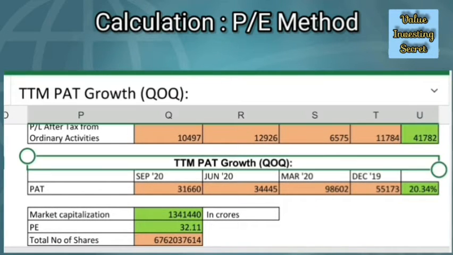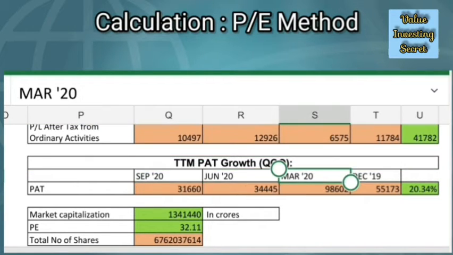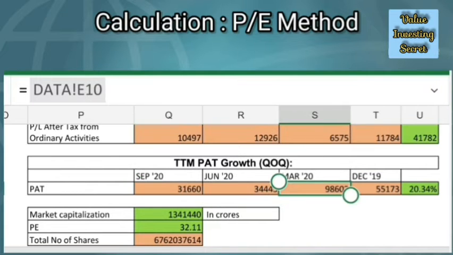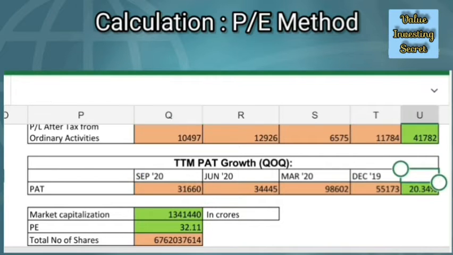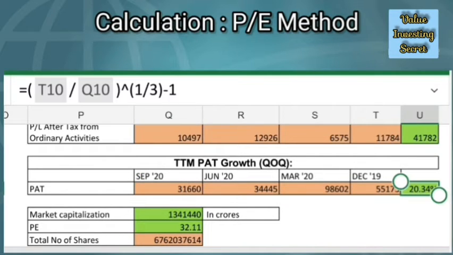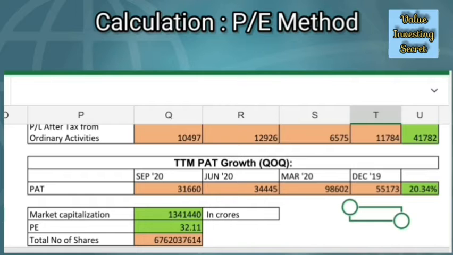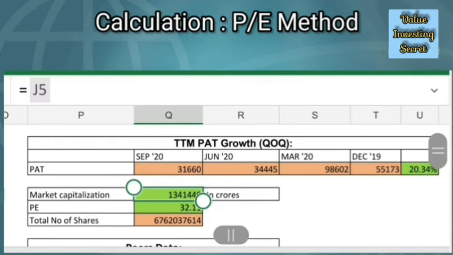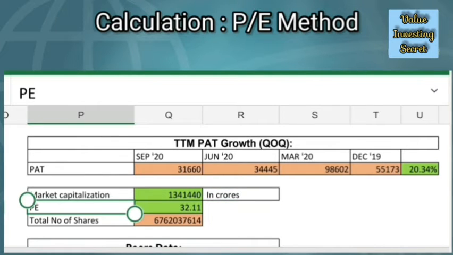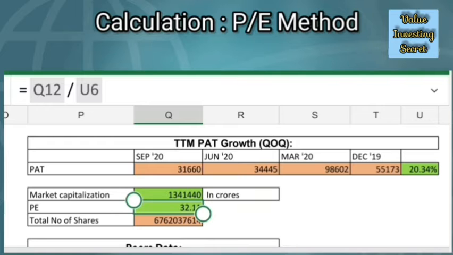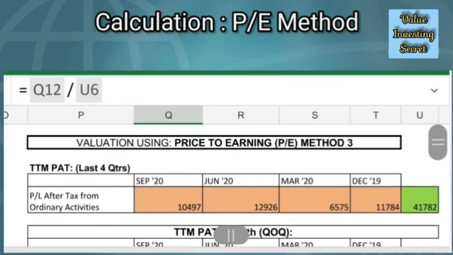Then we need to calculate TTM PAT growth quarter on quarter. So for this I need again 4 quarters data. Again I got it from Money Control website. To calculate the CAGR of PAT, we need 4 quarters data. So I got 20.34% of CAGR with CAGR formula. Then market capitalization we also know. In the previous 2 methods we have used, that is in crores, and the PE multiple of Reliance Industries is 32.11. This value we can get in Money Control or Screener.